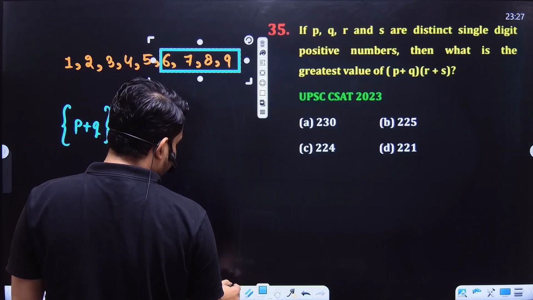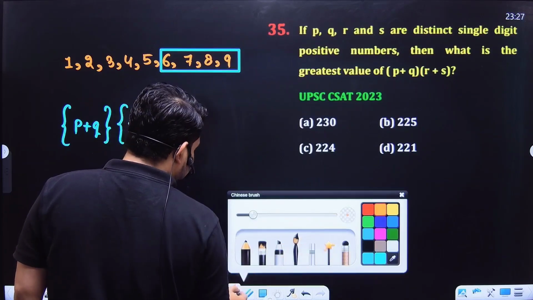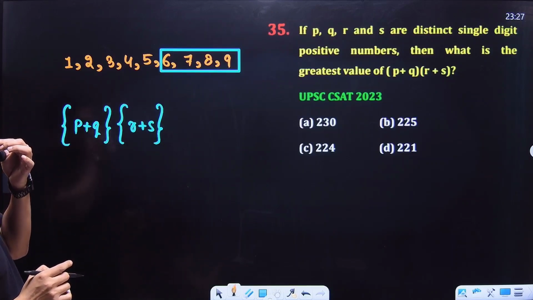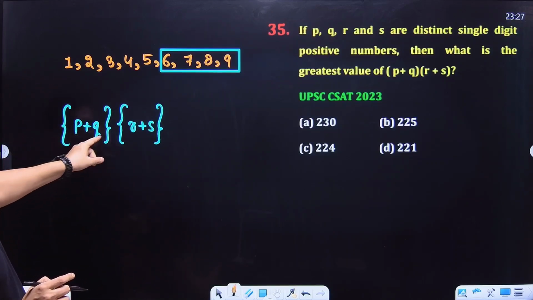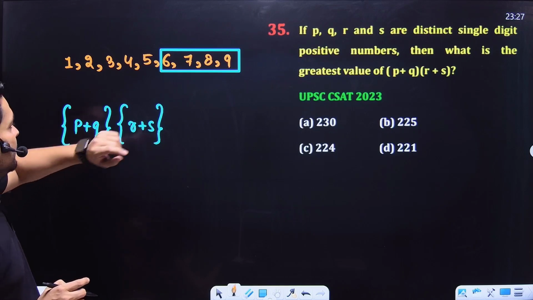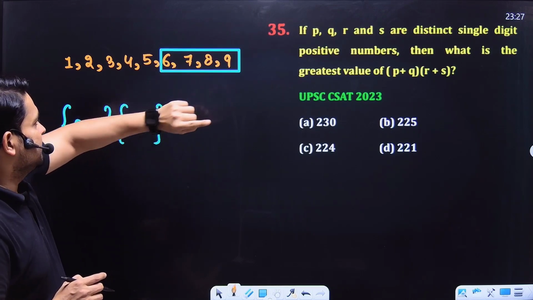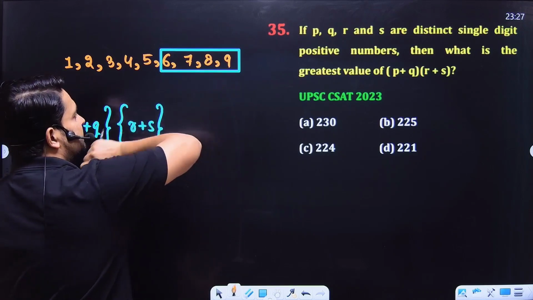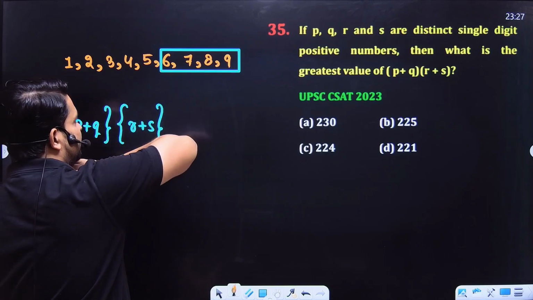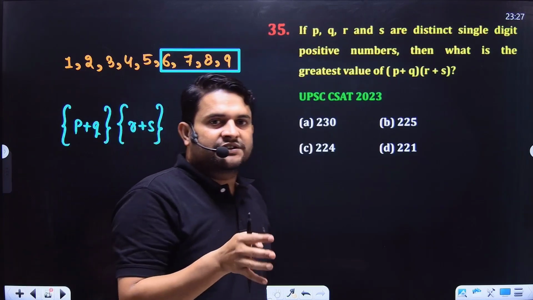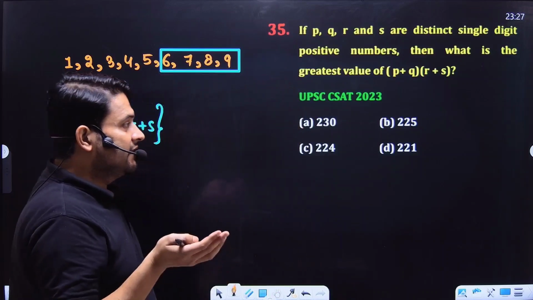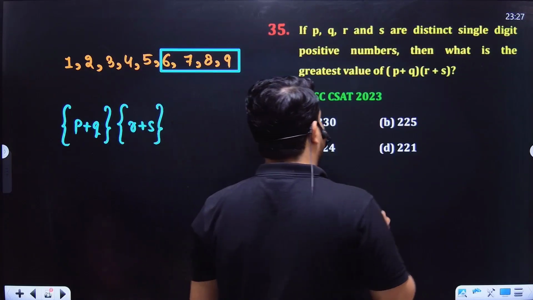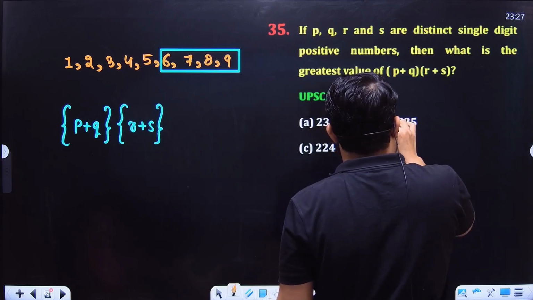First of all, I will tell you the trick. If you have to tell the maximum value of such kind of expression, you will add all these numbers, divide them by 2 and square them. 9 plus 8 is 17, 7 plus 6 is 13, 17 plus 13 is equal to 30, 30 by 2 is equal to 15, 15 square is equal to 225. So 225 is the maximum value of this expression.